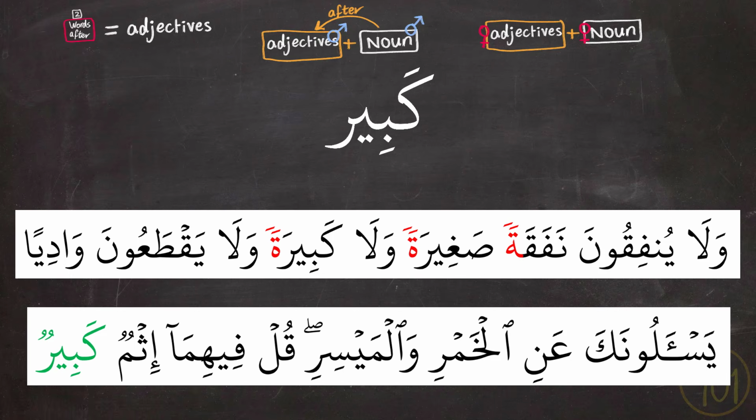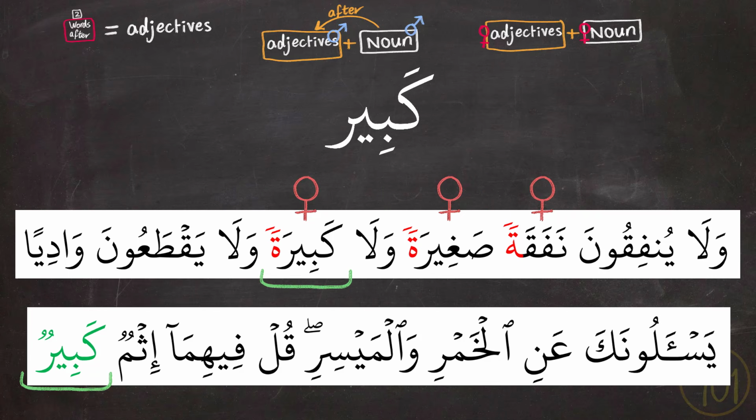كَبِيرٌ. As you can see, we see the word kabir used in two different ways because it was used after two different genders of the noun. In the first example, the word nafaqa is a feminine word, and therefore it was followed by the word saghira and kabira, and both of these adjectives agreed with the gender of the word, which is feminine. So they all ended with ta marbuta.